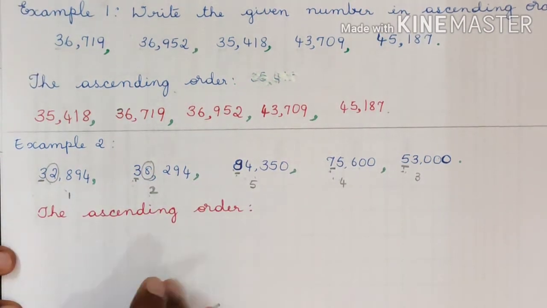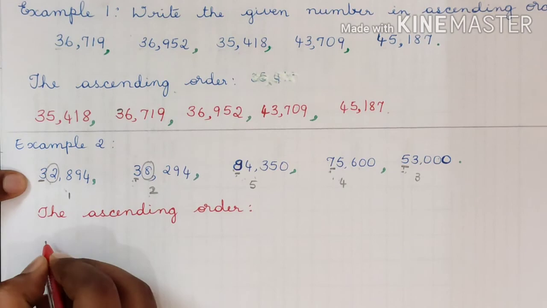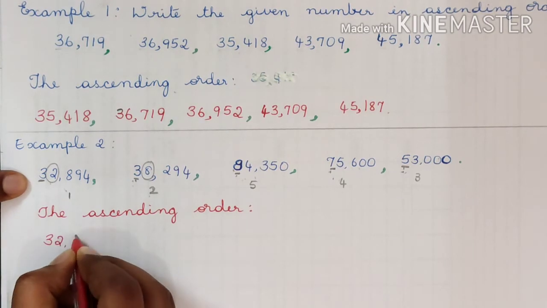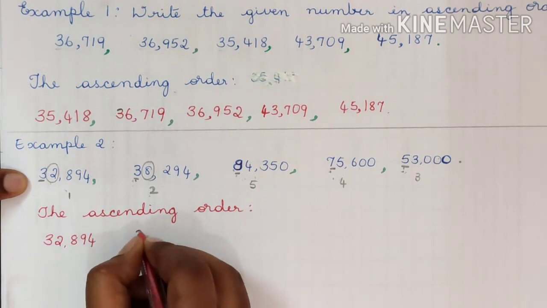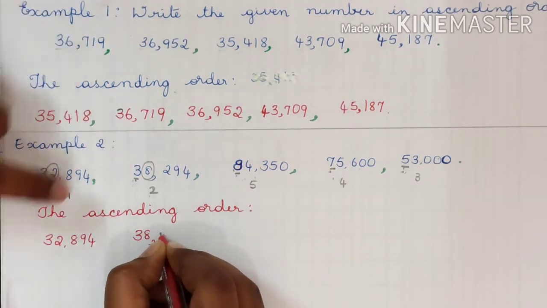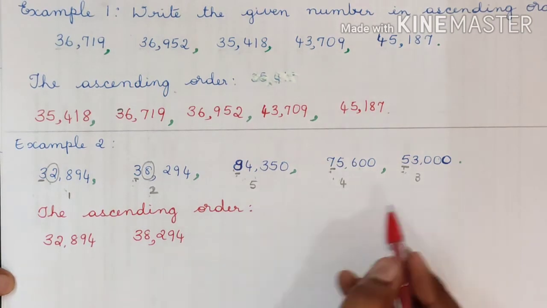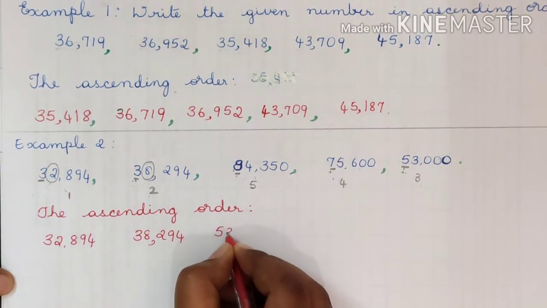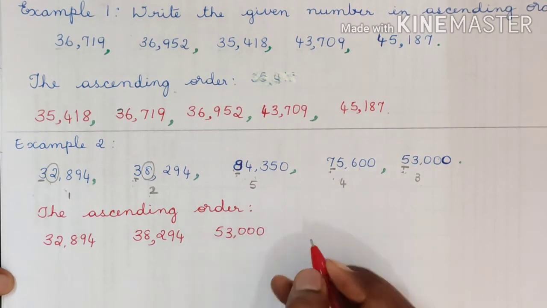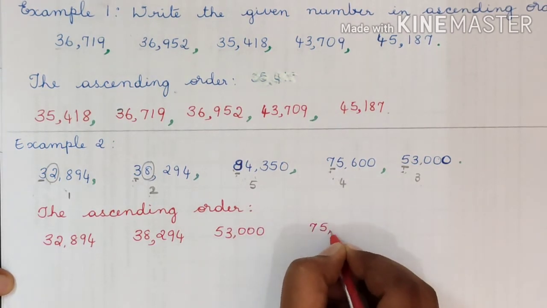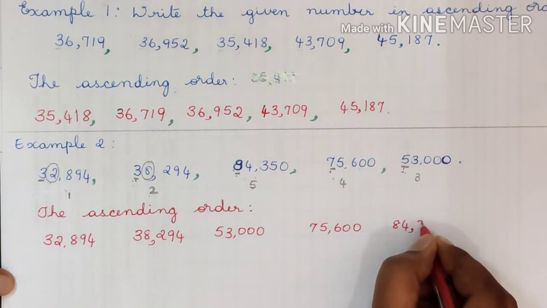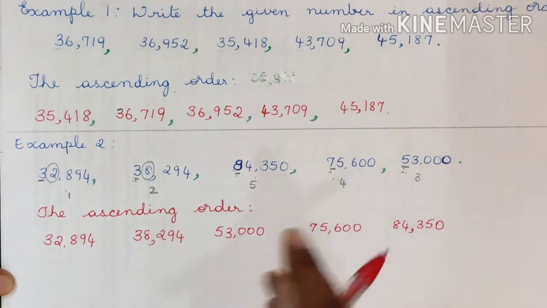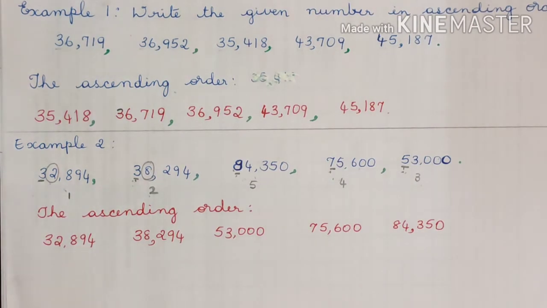Okay, now let us arrange the numbers. First I have put the number, we can directly copy now. 32,894. Next is 38,294. Third number is 53,000. Fourth number is 75,600. And the last number is 84,350. So this is the ascending order of the given numbers.